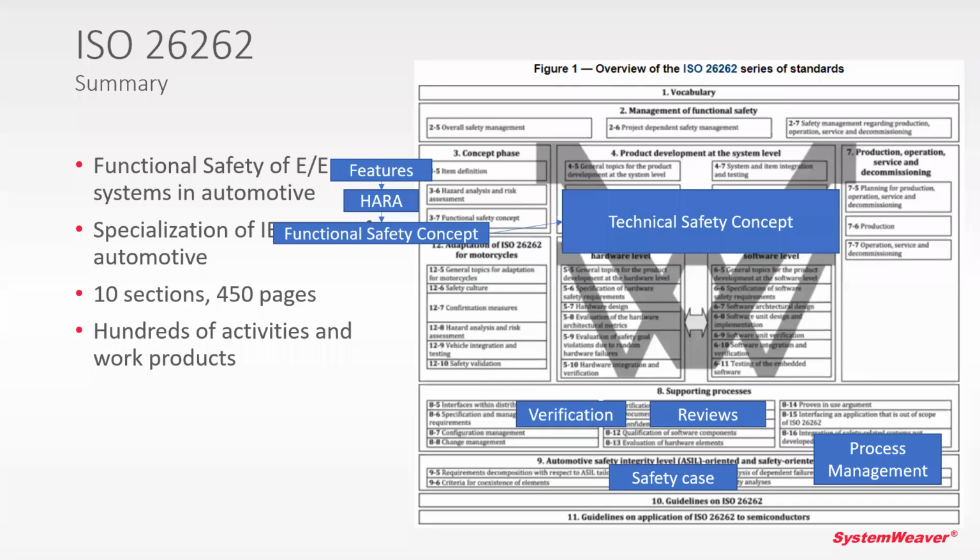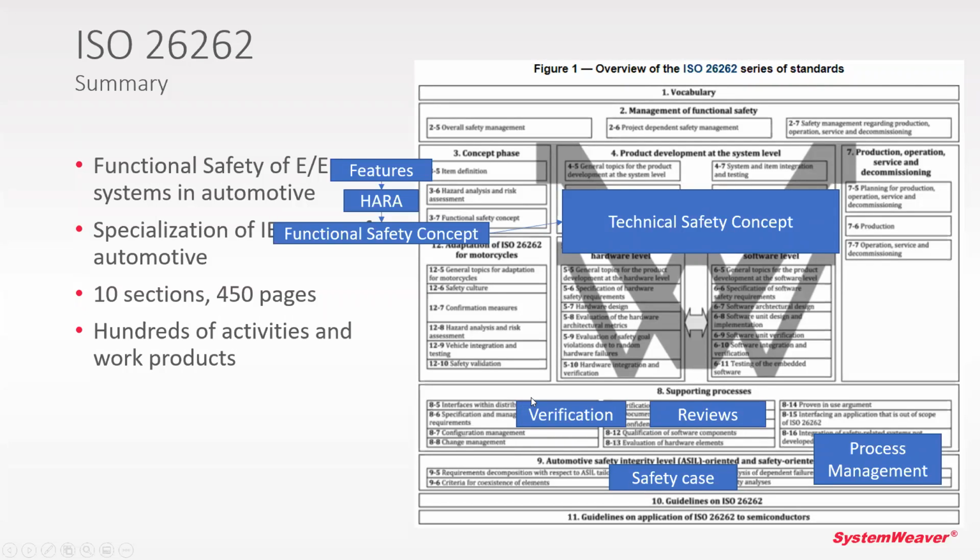So we have different features, like today we're going to talk about the adaptive cruise control, a very simple example: how you can do a hazard analysis and risk assessment, and then how you can make sure that the safety goals that are the outcome of the hazard analysis and risk assessment will be reflected in your design, both the functional design and then the technical design.